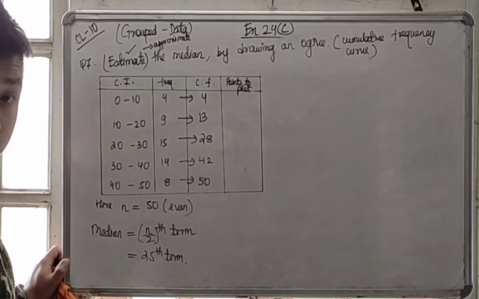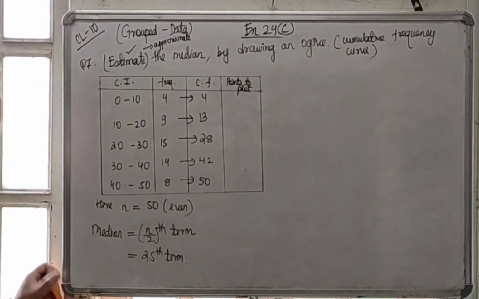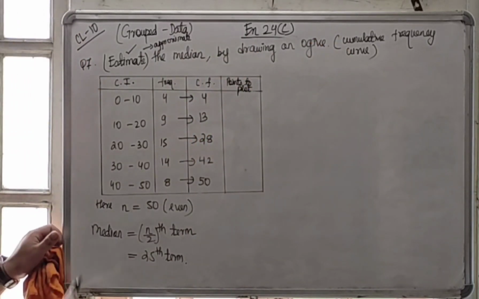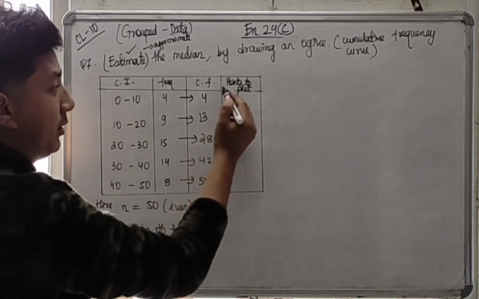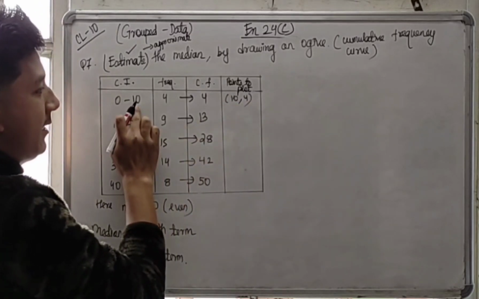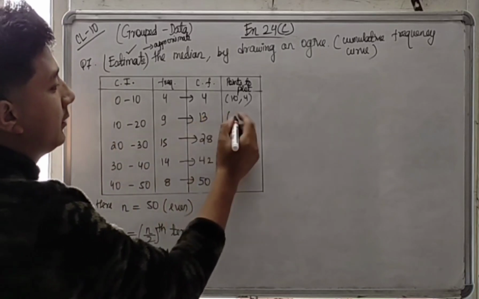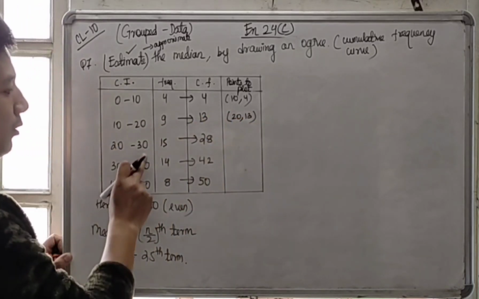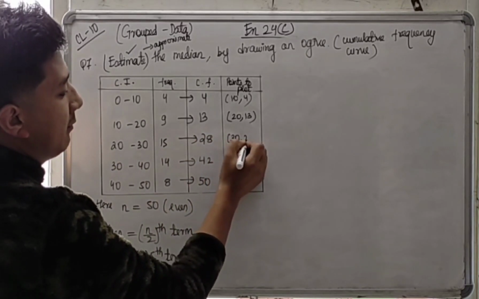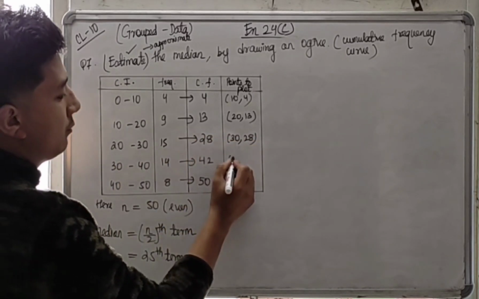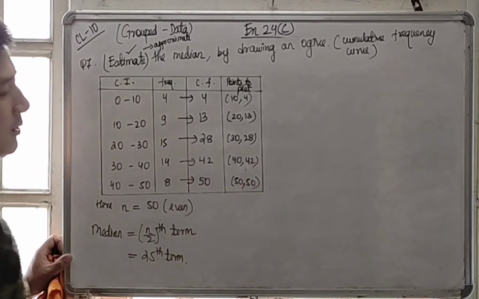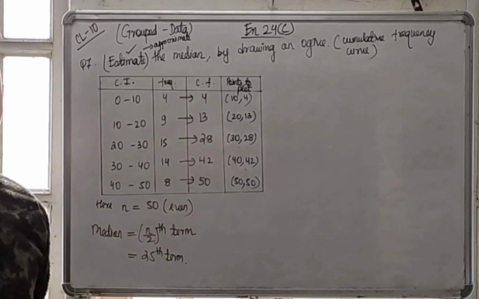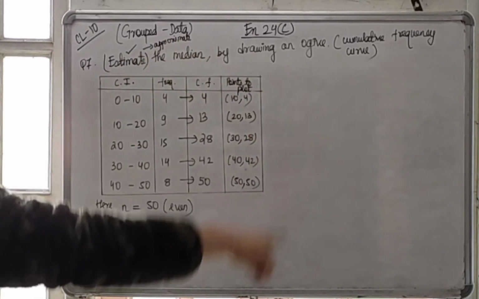I have to use an ogive, that is, curves. Now we'll draw the curves. It's very, very simple. Please take the last point from the class interval and then the cumulative frequency. So the first point here will be 10, 4. The second point will be 20, 13. The third point will be 30, 28. The fourth will be 40, 42. The fifth will be 50, 50. Now, boys, we will draw this on the graph paper. The moment I draw it, I'll show you on the video. Till now, please pause the video and note it down.